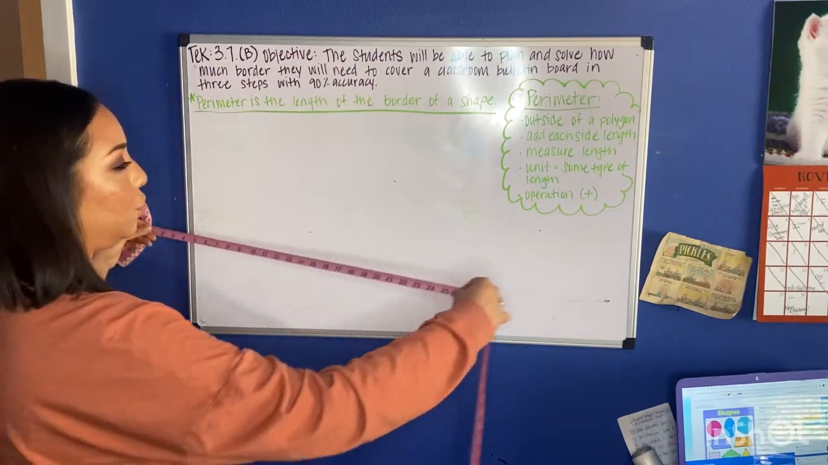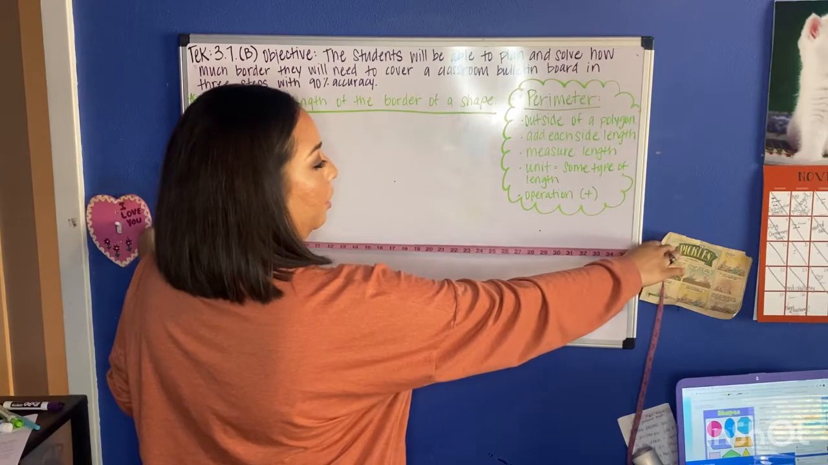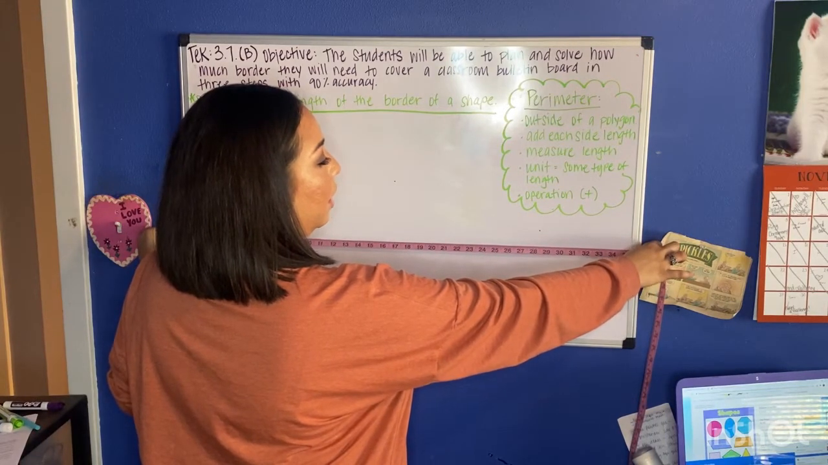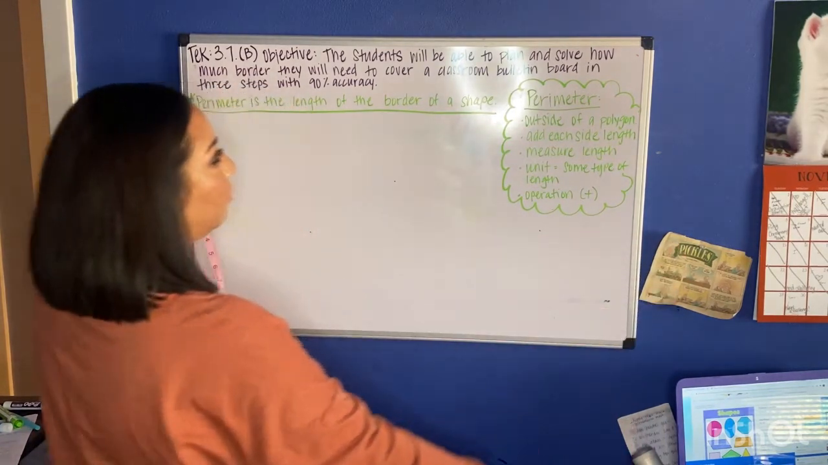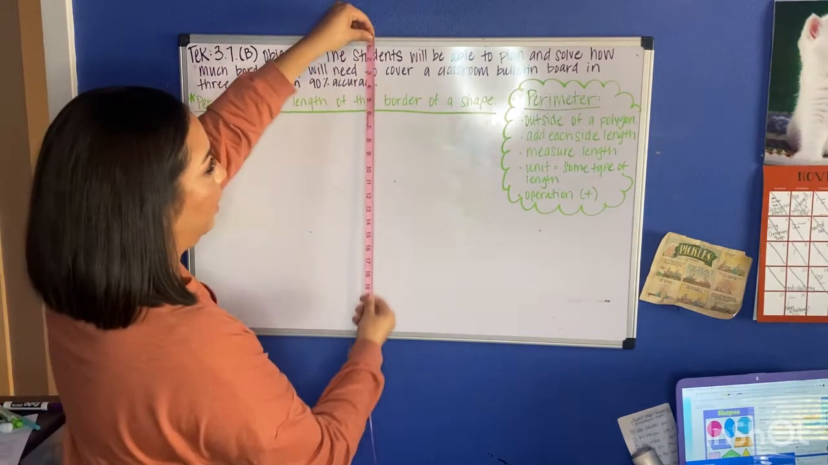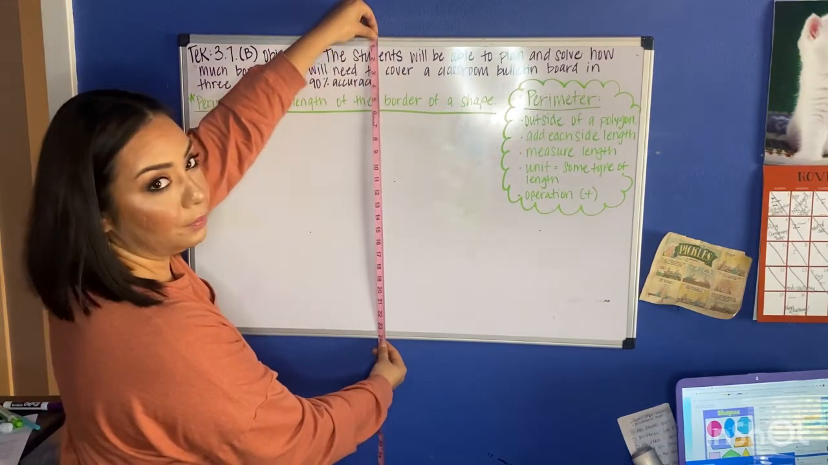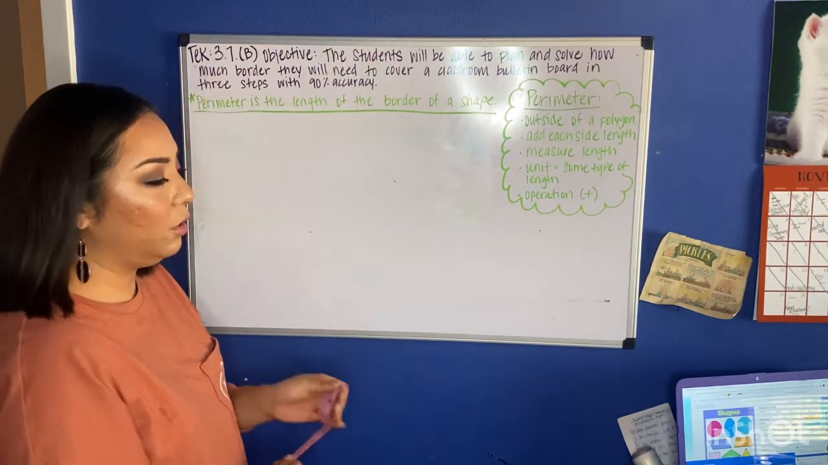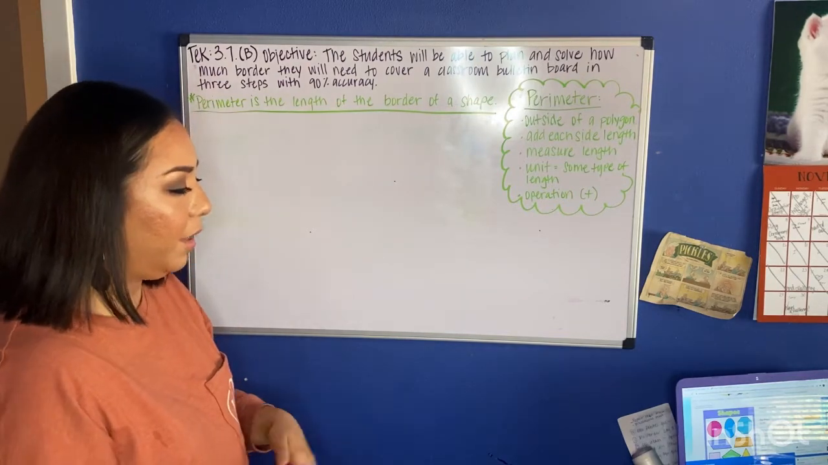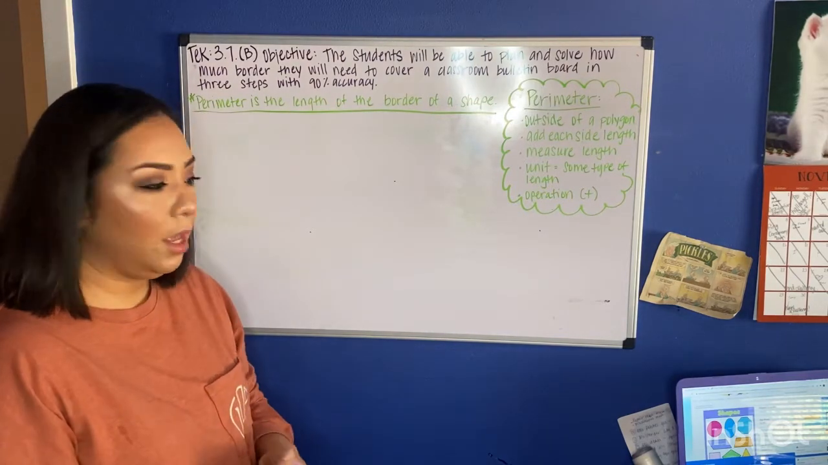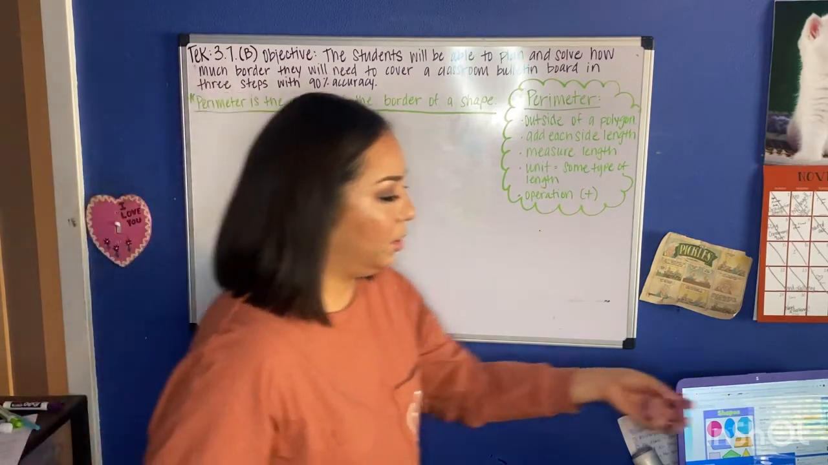I want you to find the length, just like this, of the long side, and then you're going to find the length of the shorter side. Write those numbers down in your journal. Go ahead and do that. Come up one at a time and start measuring the bulletin board.